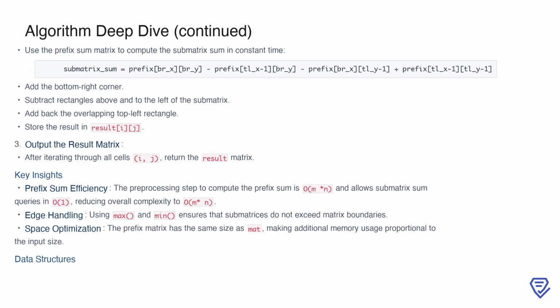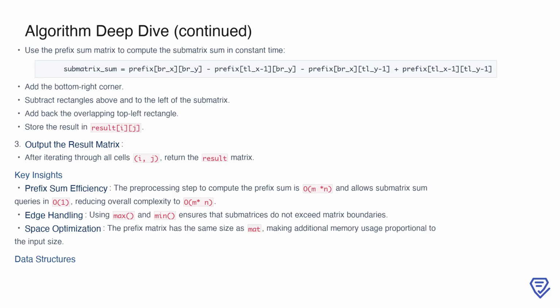Using the prefix sum matrix, we can calculate the sum of the submatrix for any cell i, j in constant time. To do this, we first define the boundaries of the submatrix. The top left corner is determined by max(0, i-k), max(0, j-k), to ensure we stay within the matrix limits, and the bottom right corner is defined by min(m-1, i+k), min(n-1, j+k).